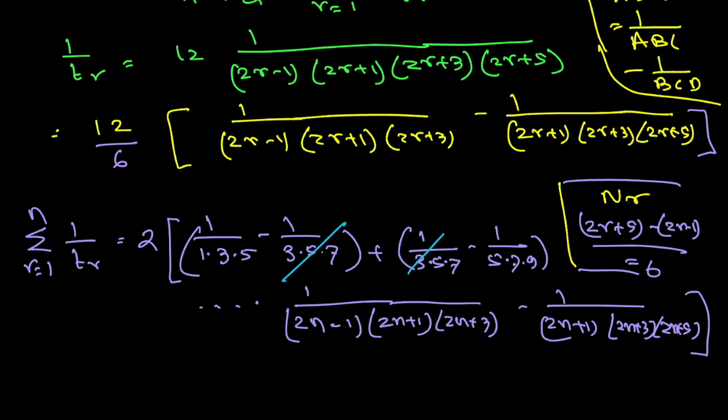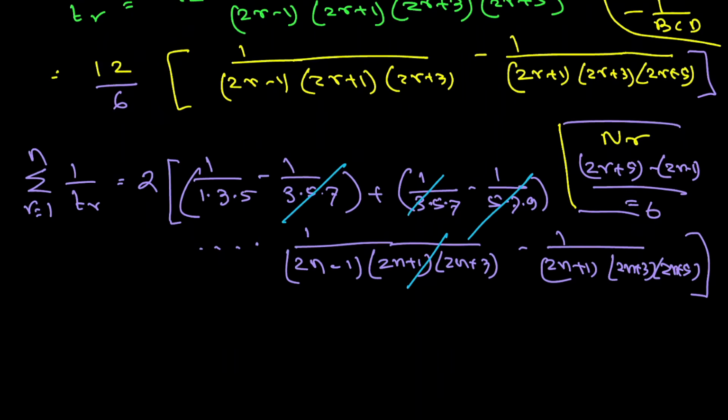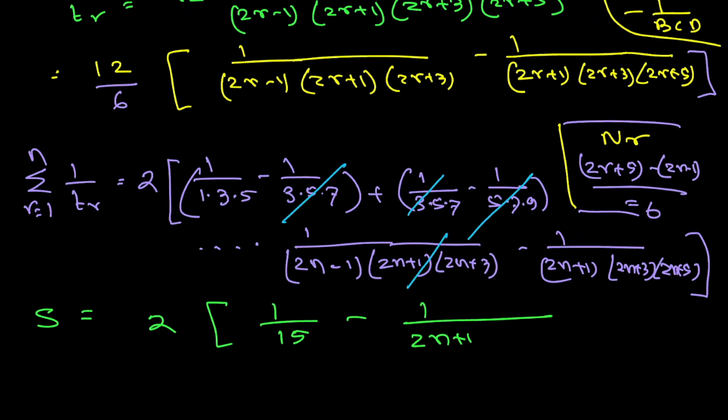I am giving you so that you can practice, and this type of sums are very frequently asked questions in JEE examination, also for JEE Advanced. So, if we cancel this, we are getting what? First term minus last term. So, finally, we are getting here Sn equal to 2 times, 1 by (1 into 3 into 5), that is 1 by 15, minus 1 by (2n plus 1)(2n plus 3)(2n plus 5).